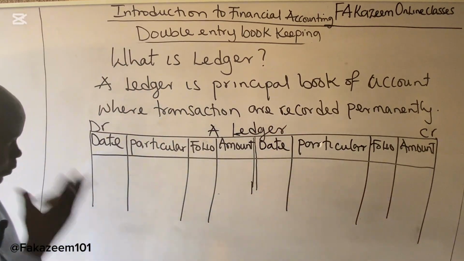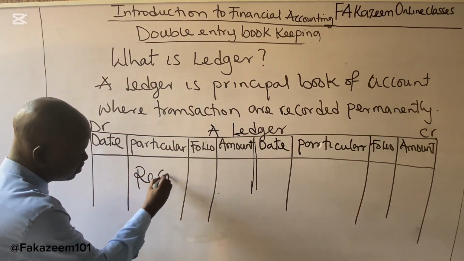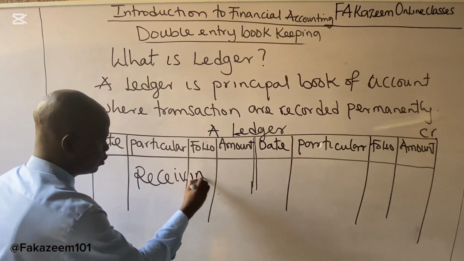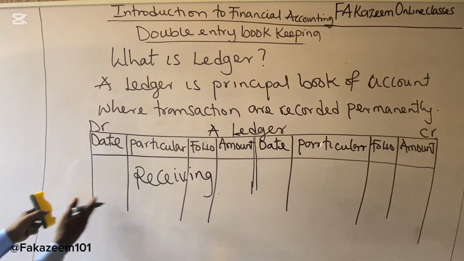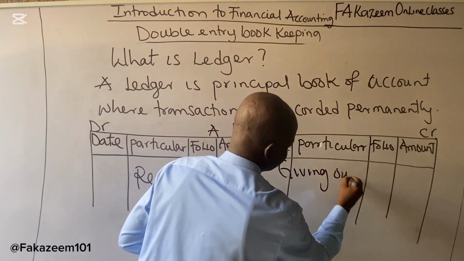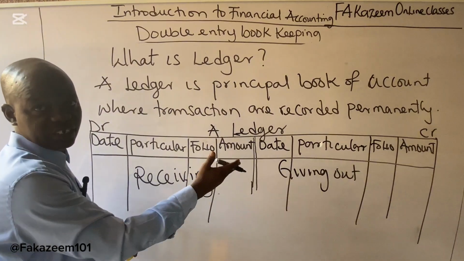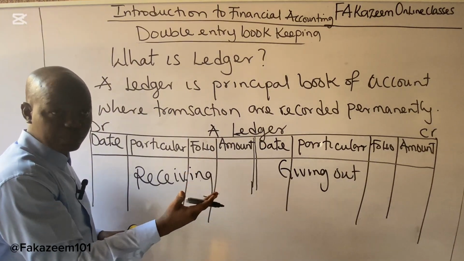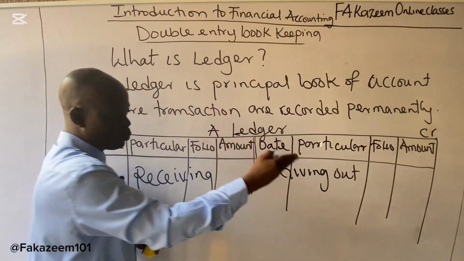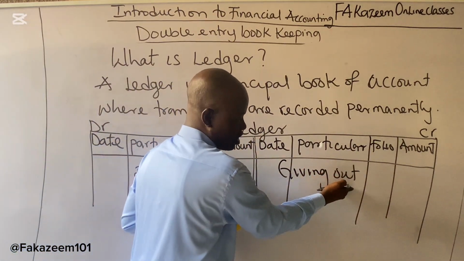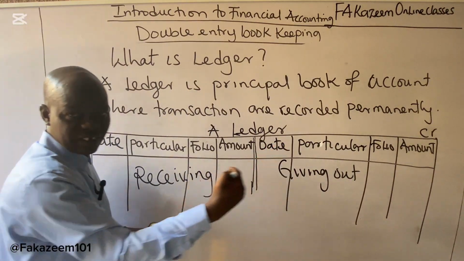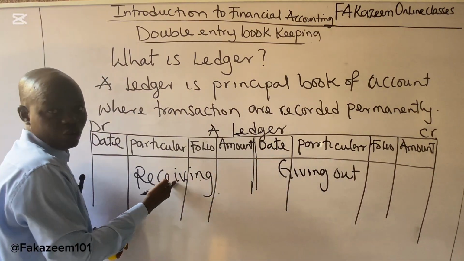Now, with this ledger, when an item is being received, you record it on the debit side. When an item is given out in your business, you record it on the credit side. For example, if you sold an item out, that item is going out, you put the record on the credit side. And if you bought an item, you are receiving that item, you record it on debit.